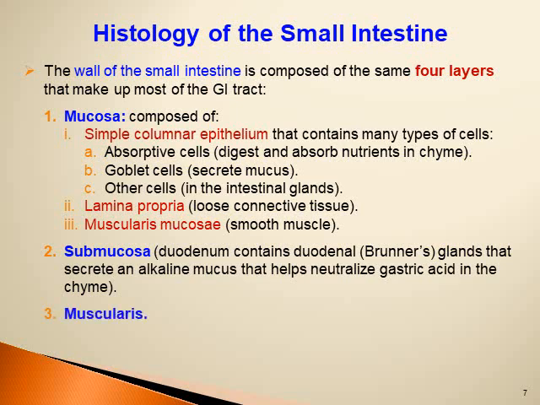The muscularis externa is composed of 2 layers like the esophagus. There is no third layer or no internal oblique layer, and the usual serosa, which is part of the visceral peritoneum.